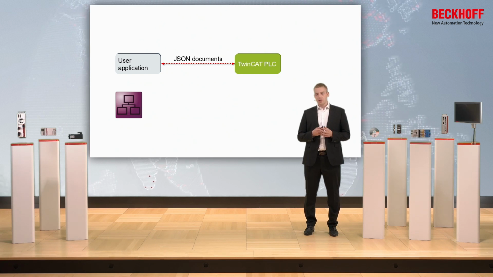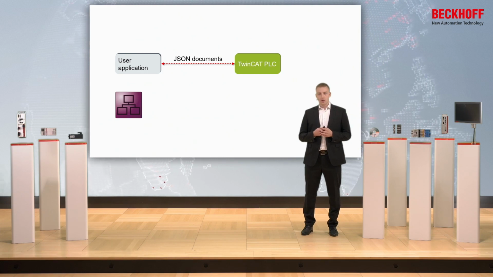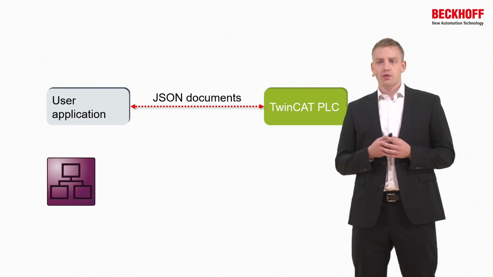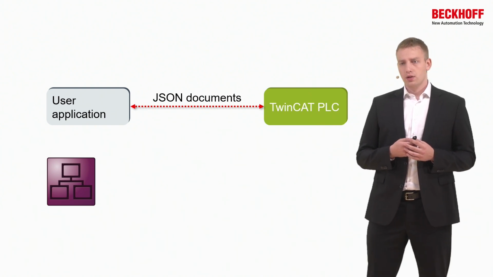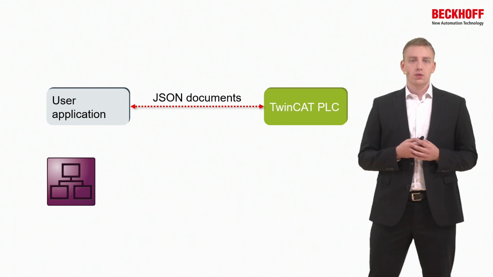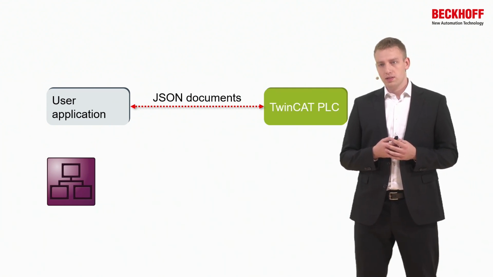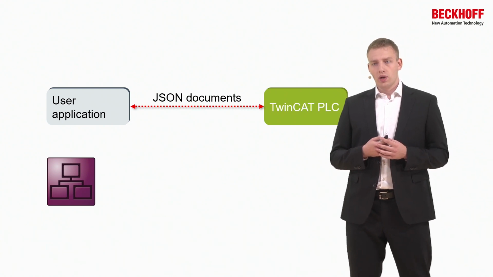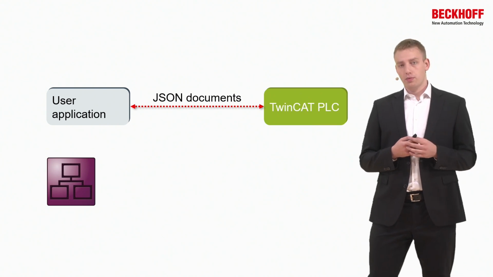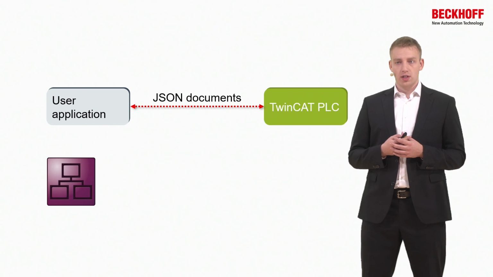So the first question that arises is, what is the TwinCAT JSON Data Interface? What can I do with it? From an abstract point of view, we have a non-TwinCAT system, a user application, which communicates with the TwinCAT PLC with JSON documents. So we can send commands with a JSON document, and we get a response from the TwinCAT PLC, also as a JSON document.